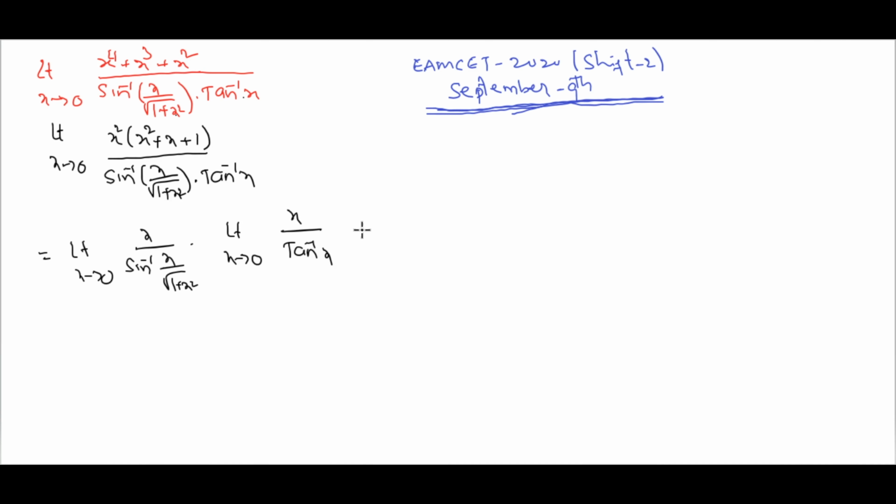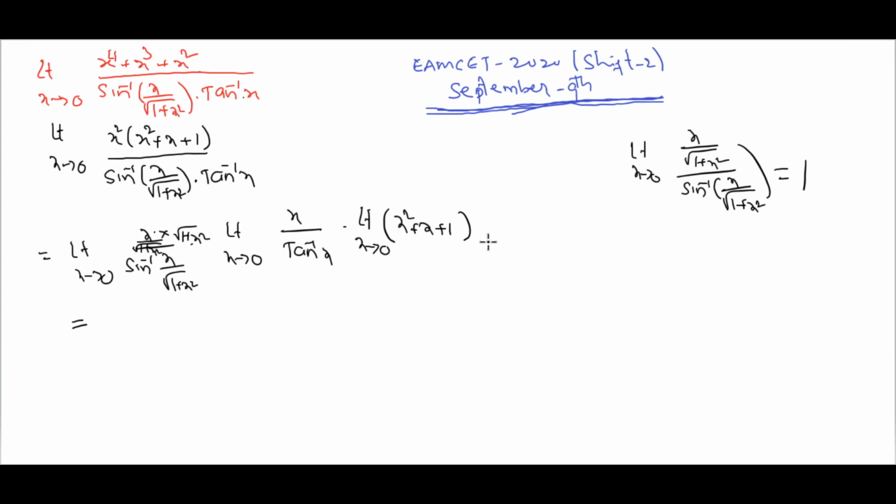where x square is written as x into x, and the limit x tends to 0 of x square plus x plus 1. So for limit x tends to 0 of x by sine inverse of x by root 1 plus x square, multiplying and dividing by root 1 plus x square, we get limit x tends to 0 of x by root 1 plus x square by sine inverse of x by root 1 plus x square. This total value is equal to 1.